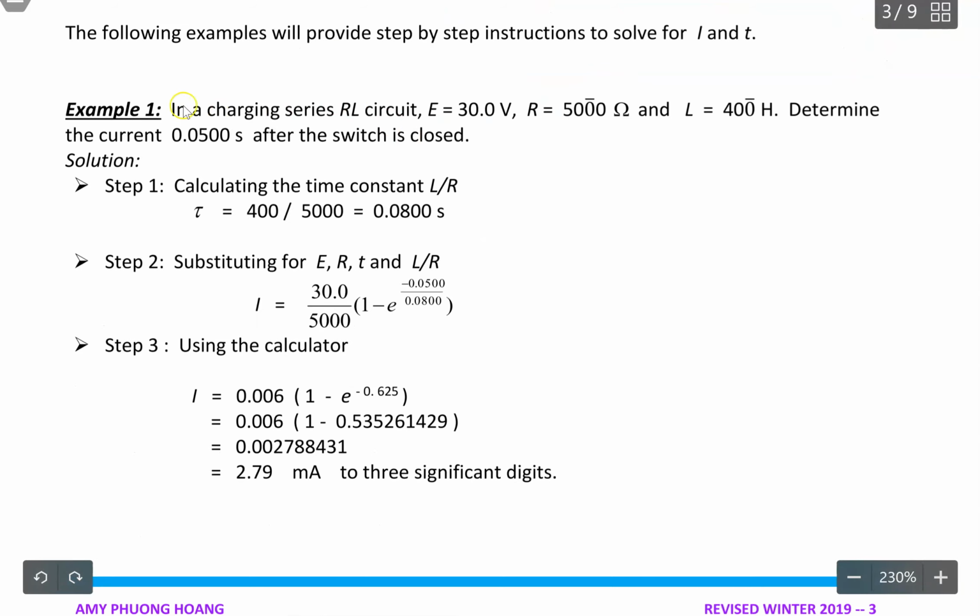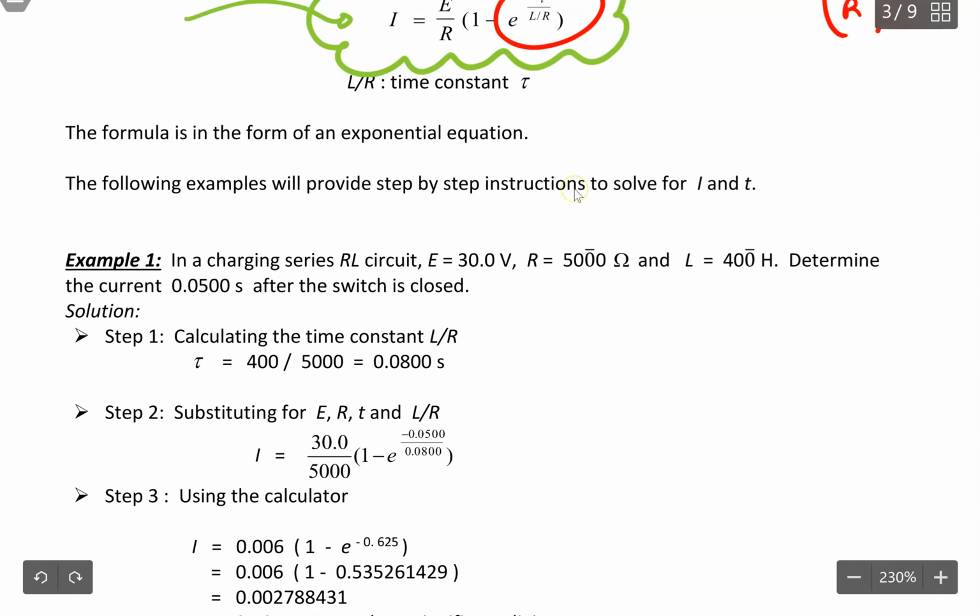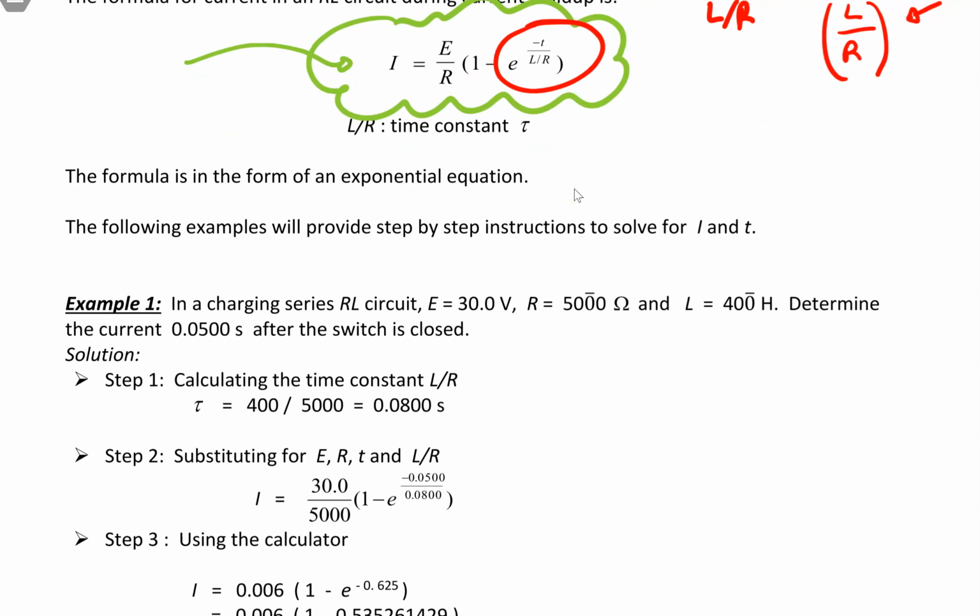Example number 1. In charging a series RL circuit, E is given as 30 volts, R is given as this certain amount, and inductance is this certain amount, and I present these as 3 significant digits in this case. Determine the current at a time equal to 0.5 second after the switch is closed. Step number one is always calculating the time constant, which is L divided by R according to this formula. So let's write it down beside all our calculation here.